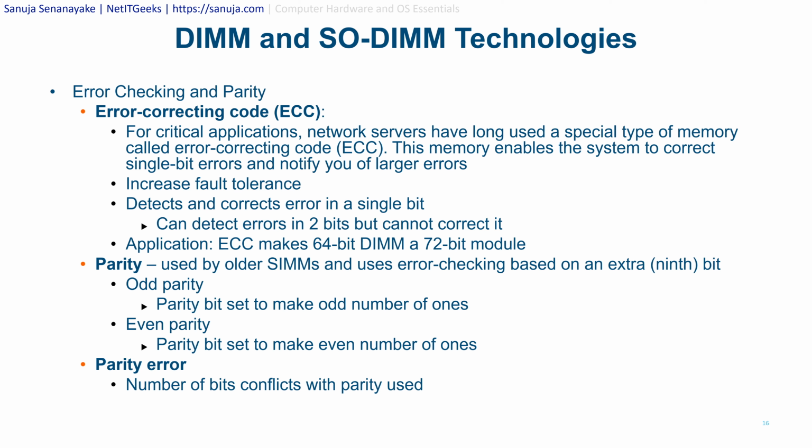This memory enables the system to correct single-bit errors and notify you of larger errors. It increases fault tolerance, and it can detect and correct errors in a single bit. It can detect errors in 2 bits but cannot correct them. Applications that use ECC make a 64-bit DIMM a 72-bit module. What's important here is that ECC memory is used in network servers, because servers have to have very high fault tolerance to run their applications and serve their end clients. So you need to make sure that ECC is enabled and ready to go.